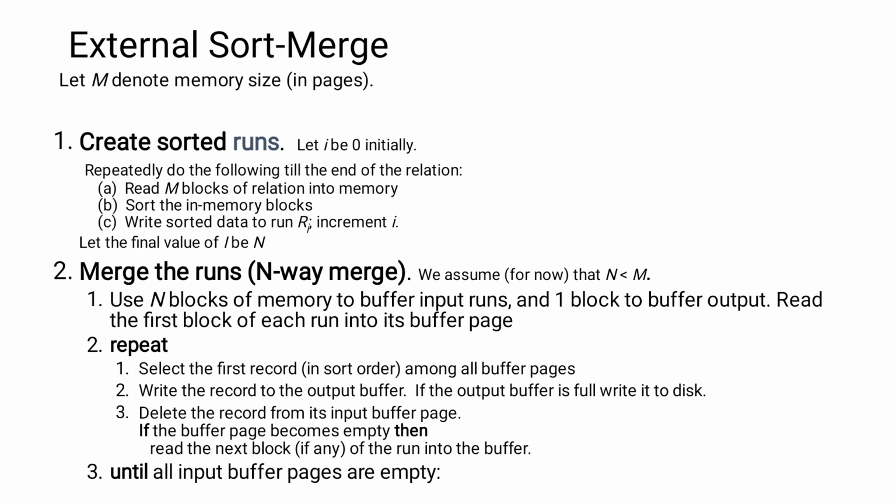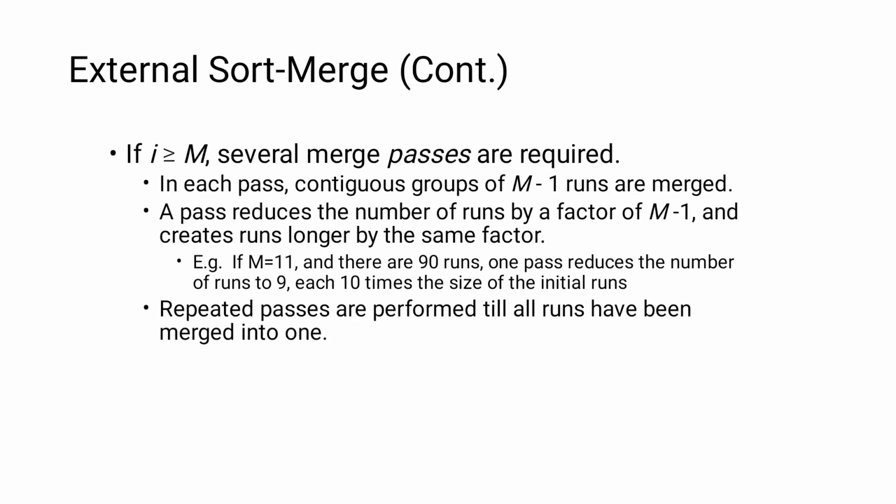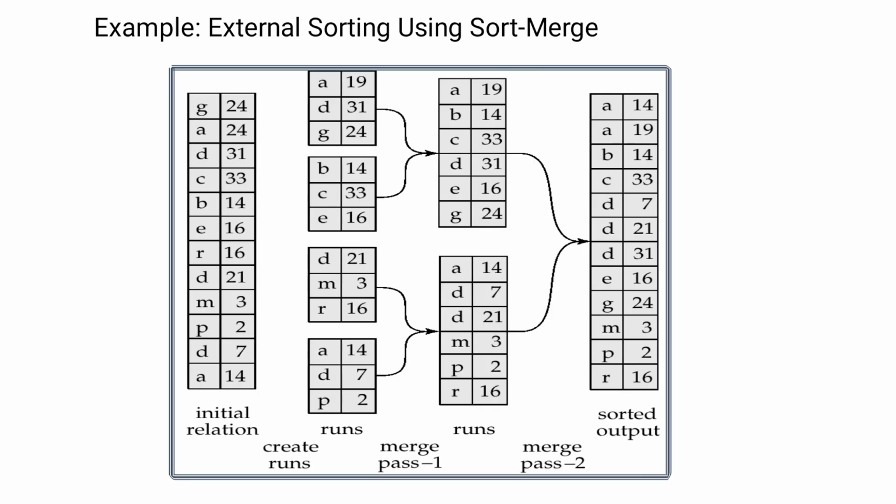The third step: if i is greater than or equal to m, several merge passes are required. In each pass, contiguous groups of m-1 runs are merged. For example, if m equals 11, and there are 90 runs, one pass reduces the number of runs to 9, each 10 times the size of the initial runs. Repeated passes are performed till all runs have been merged into one. Here, the output of the merge stage is the sorted relation.